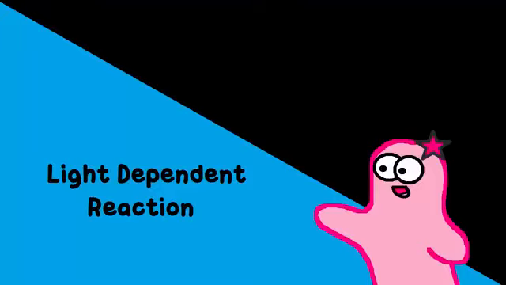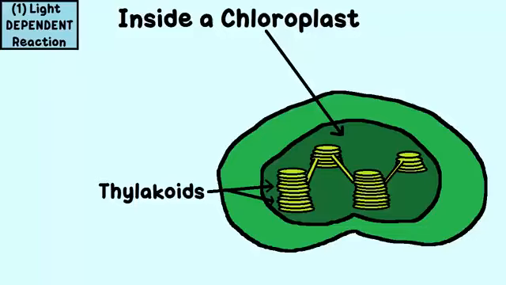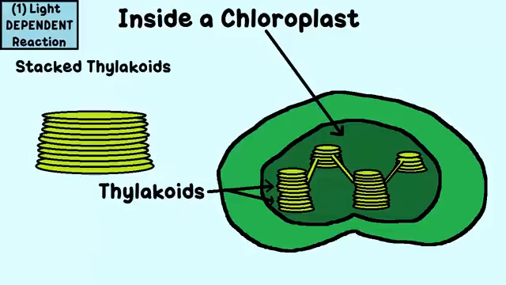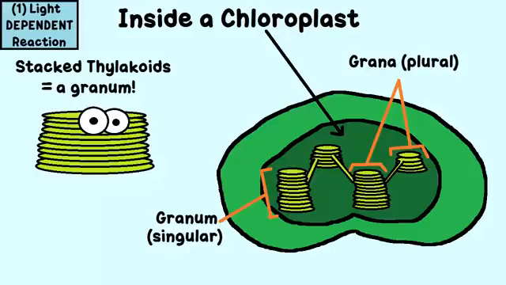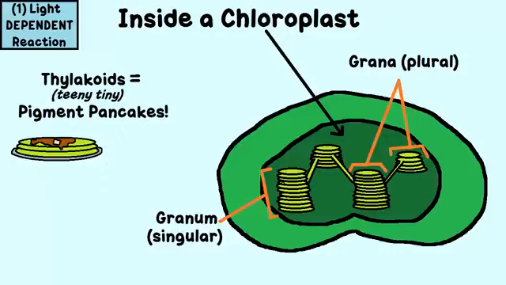The light-dependent reaction happens in thylakoids. What are thylakoids? Well, they are little compartments in the chloroplast, and they contain the pigment. They tend to be nicely stacked. As a collective stack, we call it a granum. The best way to describe a granum is that it looks like a stack of green pancakes. Very, very small green pancakes.